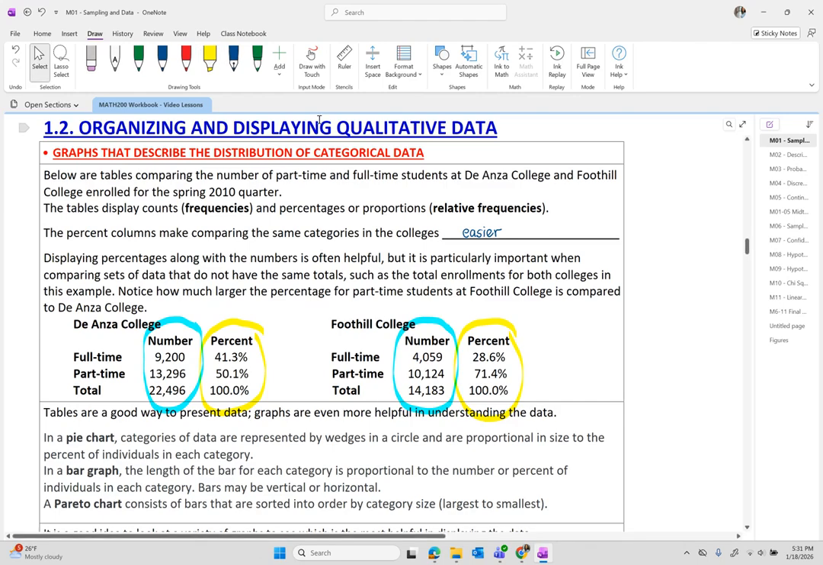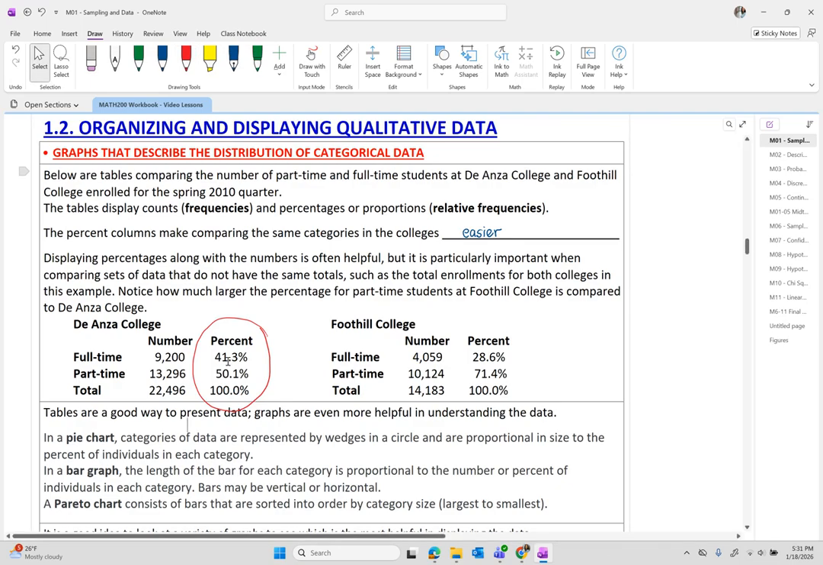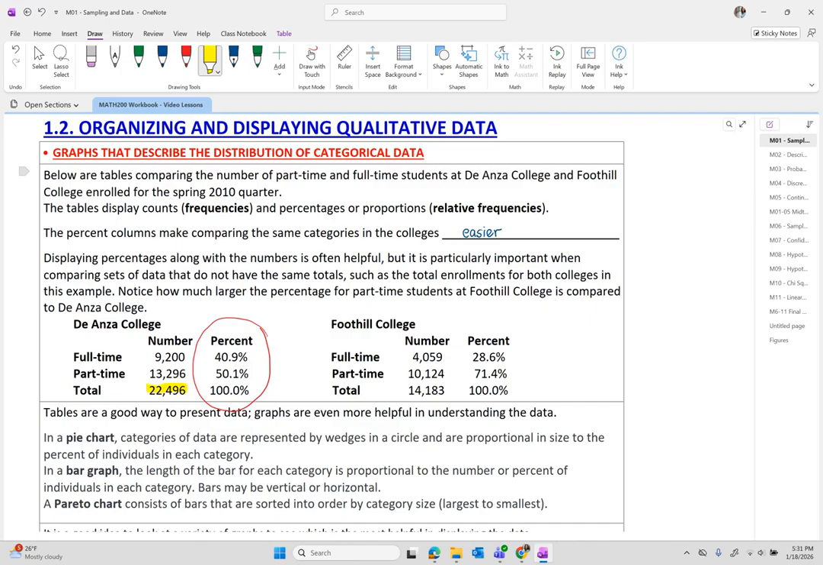Also here I noticed that the percentages for De Anza do not add up to 100%. 40.9 is the original one in our notes, and 50.1 do not add up to 100. Also 9200 and 13296 do not add up to 22,296. They add up to 22,496. So this is something that you will need to correct. And the fact that the percentages do not add up to 100 is an indication that the percentages are incorrect. So I'm going to go in my calculator to find those proportions.